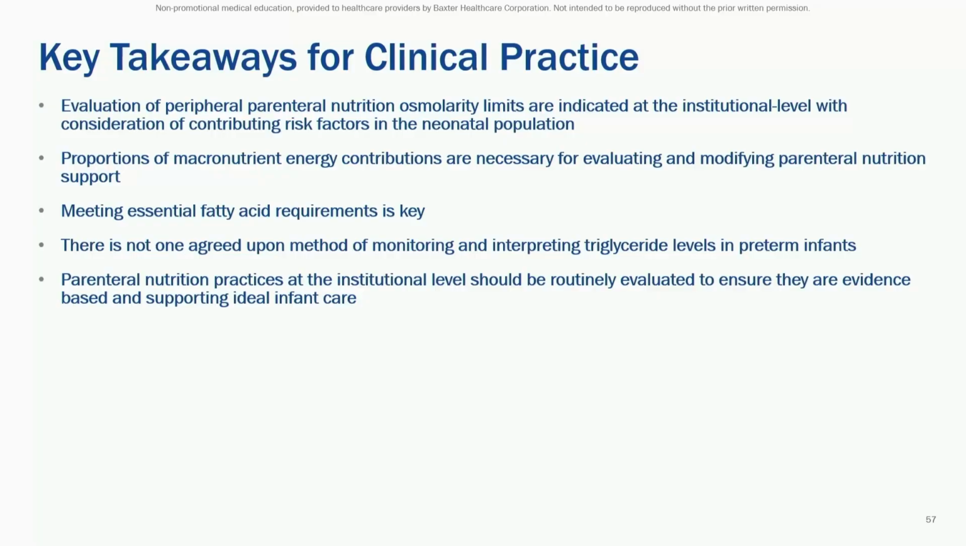So my takeaways for clinical practice: we need to evaluate PP and osmolarity limits. We need to consider proportions of macronutrient energy when evaluating PN support. Meeting essential fatty acid requirements is key. There's not one agreed upon method for hypertriglyceridemia monitoring or assessment. And parenteral nutrition practices at the institutional level should be routinely evaluated to ensure they are evidence-based and supporting ideal infant care, and not just because, well, that's the way we've always done things.